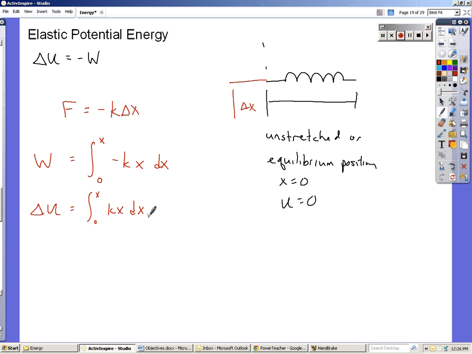k is a constant, it comes out the front of the integral, and the integral of x dx is just 1/2 x squared. And so this gives us our familiar formula, 1/2 kx squared, for the energy associated with a spring. Notice that the energy associated with a spring is always positive. It's 0 when the spring isn't stretched, but when you compress or stretch the spring, you store energy in it.